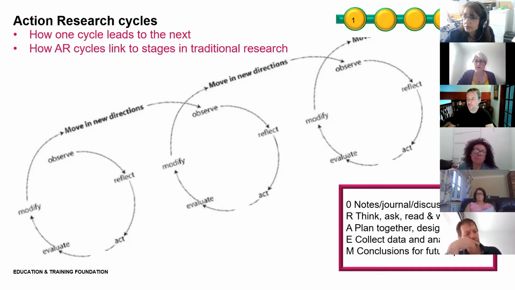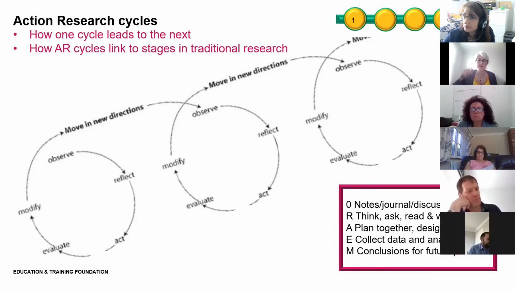So observe, reflect. So observe your own practice or what's happening here, an honest, cold-hearted look at what's happening. Reflect, so how did that go? What worked well, what didn't? Act, where you can plan together. That's a different way of using the word act. Evaluate, so you could collect data there. And modify, well, you're going to make some conclusions. What are you going to do differently as a result? And you're either going to try the same thing again with the same cohort if it worked, or move off in a different direction. You can investigate something else, something related or something new if you want to.